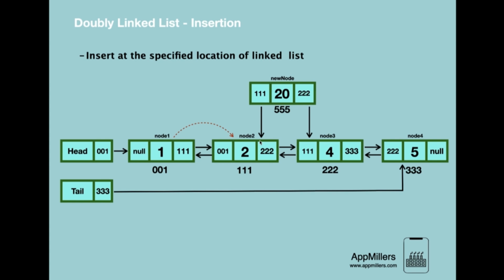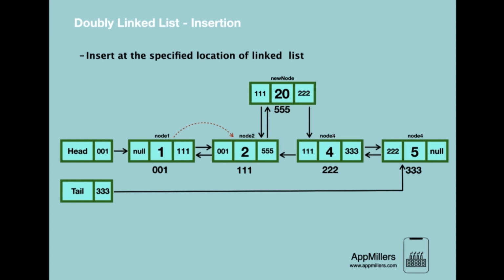Then the next step is we need to set node 2's next reference to the physical location of the new node. So we will update node 2's next reference to the physical location of the new node, which is 555, and by doing this, we are creating a link between node 2 and the new node. After creating the link between them, the link between node 2 and node 3 gets destroyed.